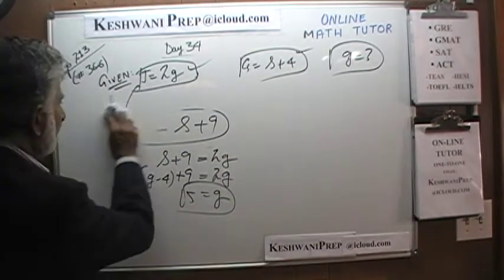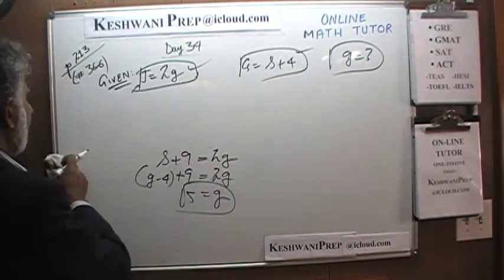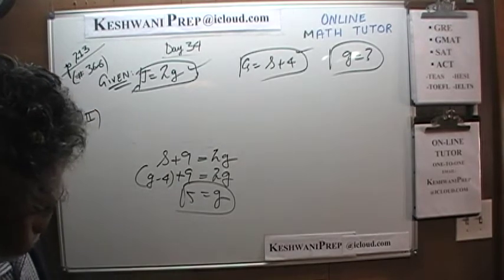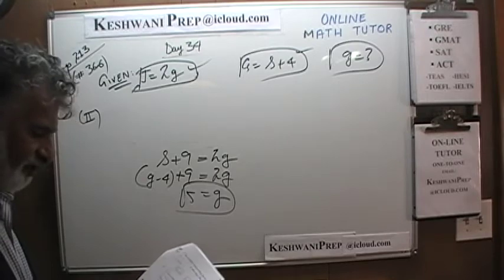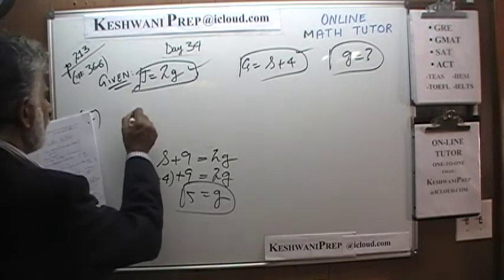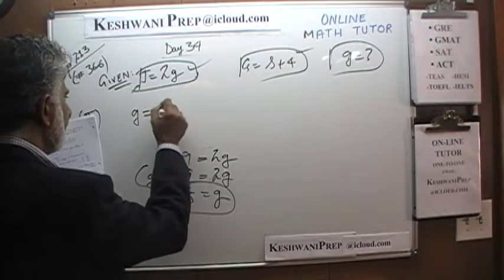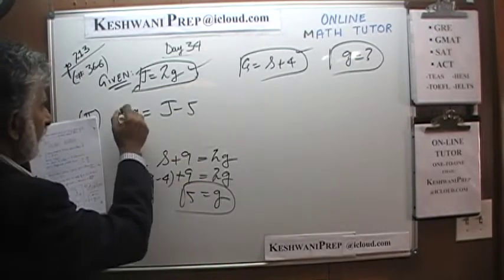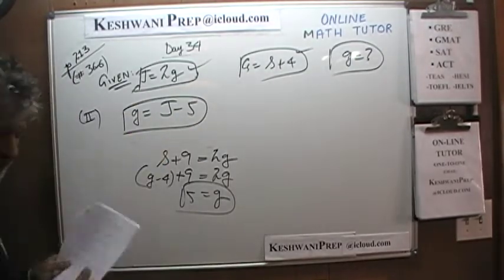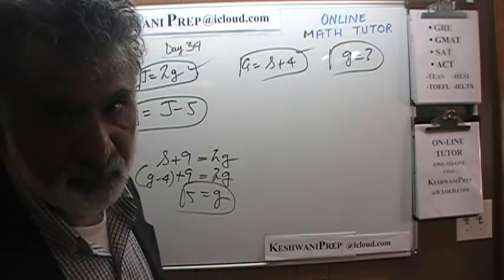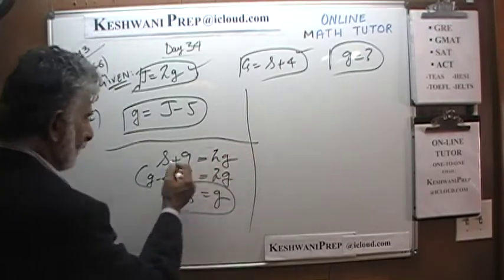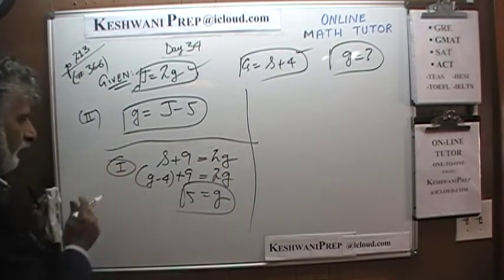Now let's work with the second statement. The second statement told us that Green has worked 5 fewer years than Jones. There you go. This is the number of years Jones has worked. If you take away 5 from it, that's how many years Mr. Green has been with us. Let's keep this separate. So this was the work based on the first statement that we arrived at.